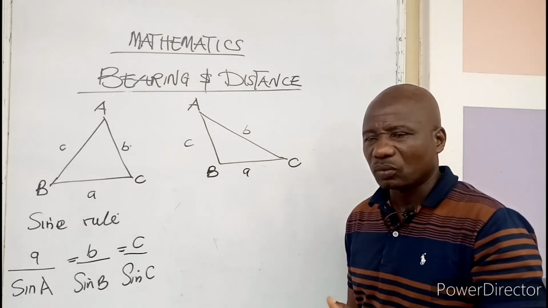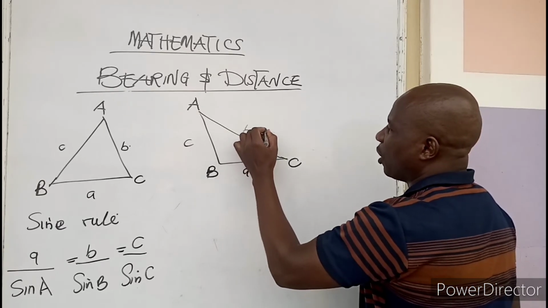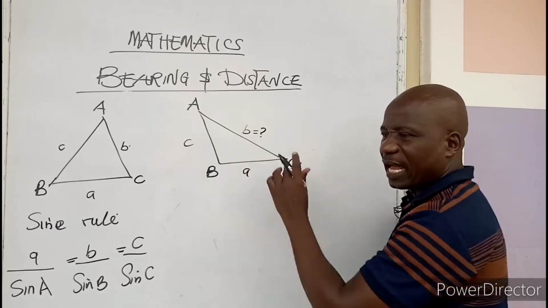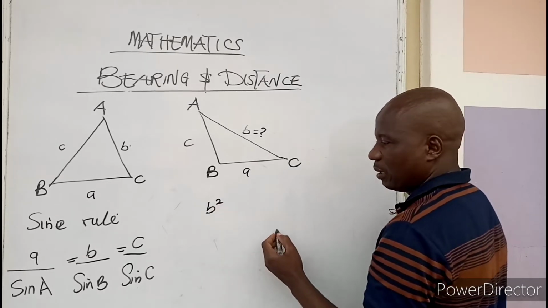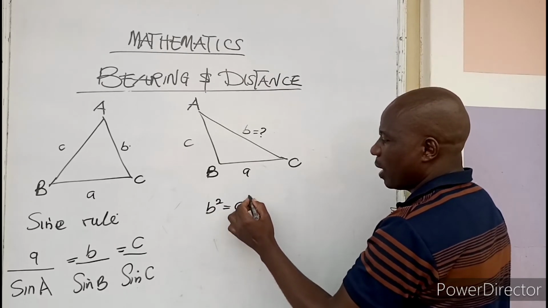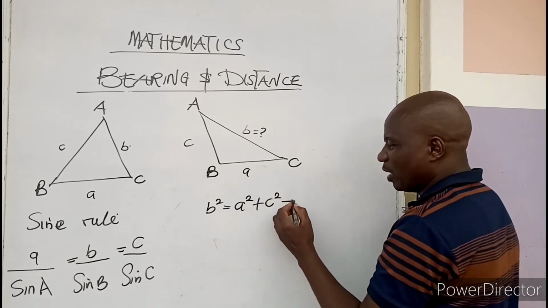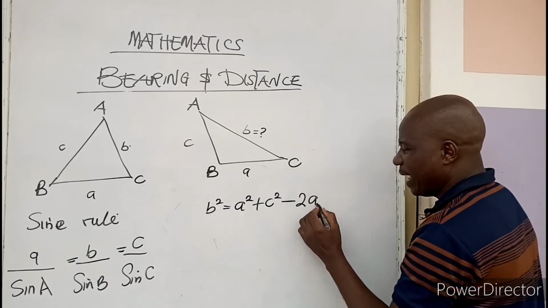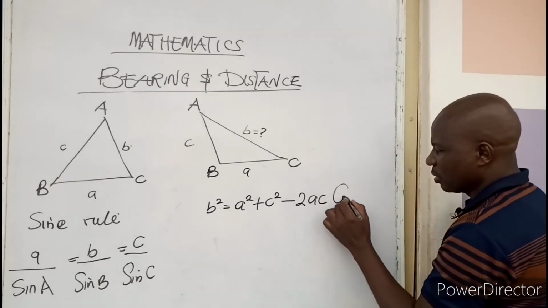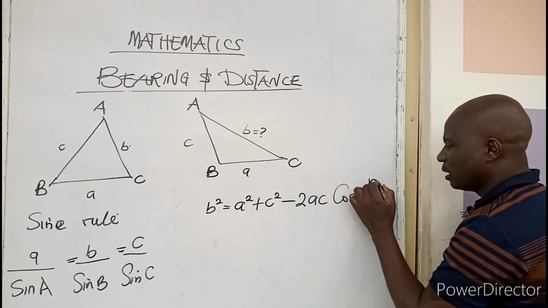In cosine rule, it states that supposing I'm looking for side b, this will be b squared is equal to a squared plus c squared minus two a c cos of which angle? That is now going to be the angle B.